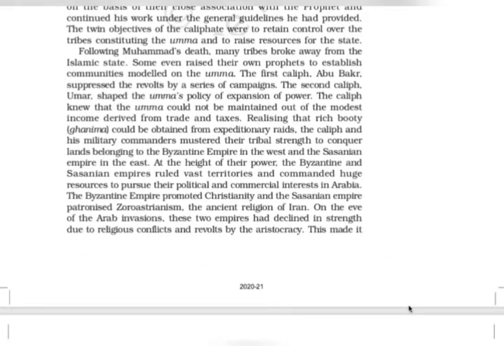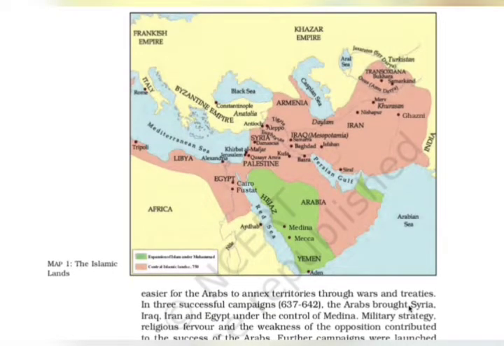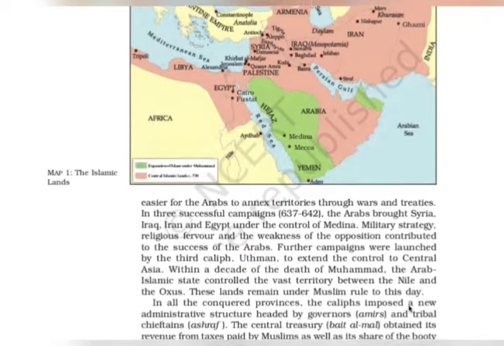The Byzantine Empire promoted Christianity and the Sasanian Empire patronized Zoroastrianism, the ancient religion of Iran. On the eve of the Arab invasions, these two empires had declined in strength due to religious conflicts and revolts by the aristocracy. This made it easier for the Arabs to annex territories through wars and treaties. In three successful campaigns, 637 to 642, the Arabs brought Syria, Iraq, Iran, and Egypt under the control of Medina. Military strategy, religious fervor, and the weakness of the opposition contributed to the success of the Arabs.